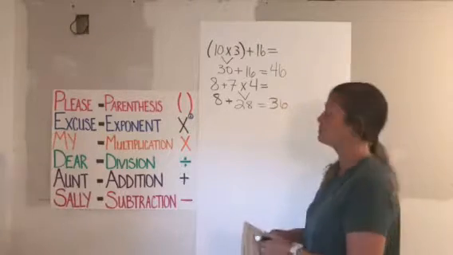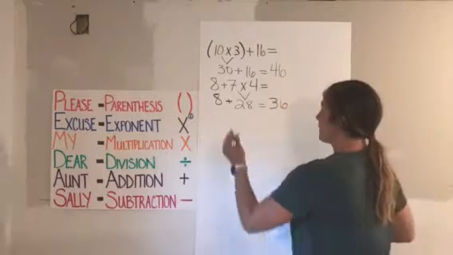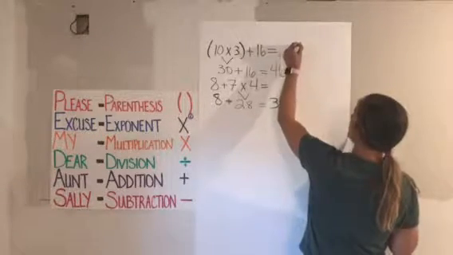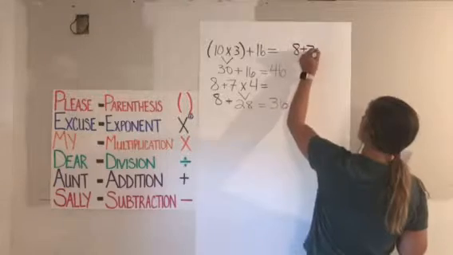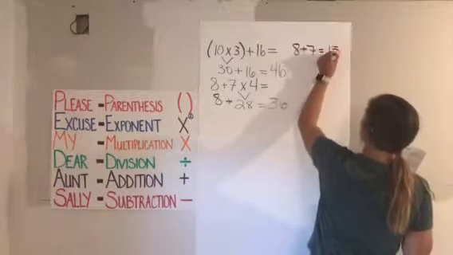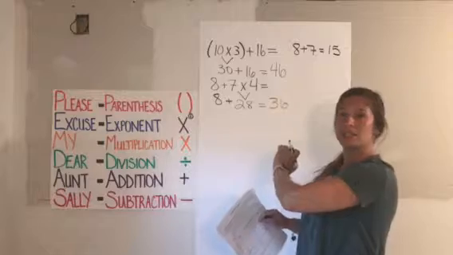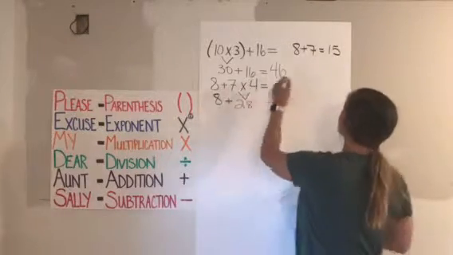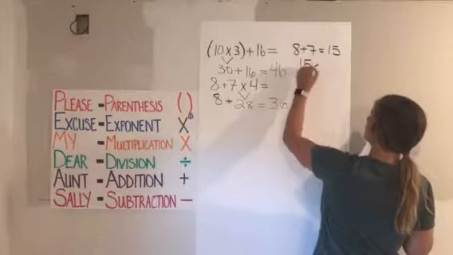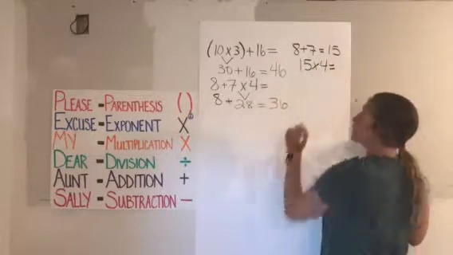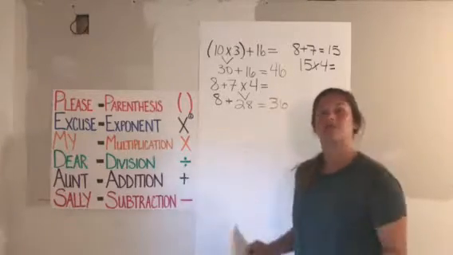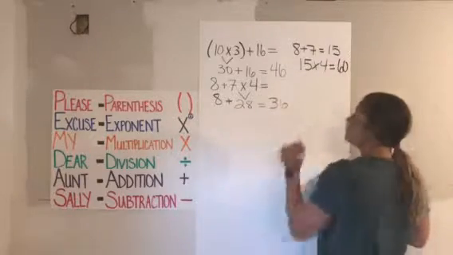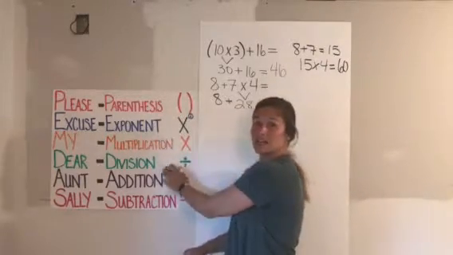Now using the same problem, if we do the 8 plus 7, so 8 plus 7 is, yes, 15. So we'll do up here, 8 plus 7 equals 15. And then the next step, 15 times 4. And what does that give you? Yes, that gives you an answer of 60. And that is definitely not the answer we got using Please Excuse My Dear Aunt Sally.